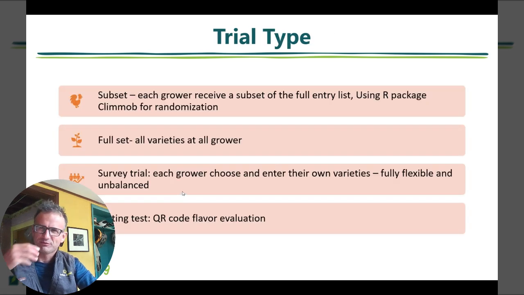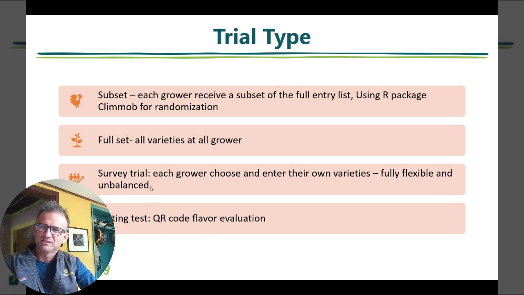We have four types of trial. A subset, typically for large entry. Let's say you have 25 entries, you're not going to ask your grower to plant the 25, so you can pick a subset of 3, 4, or 2 out of the central list and SeedLinked does the randomization. Full set is like you have 5 varieties you want to test, everybody receives 5.